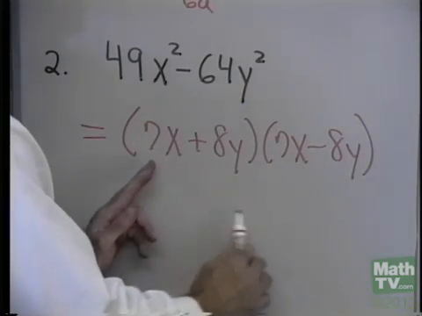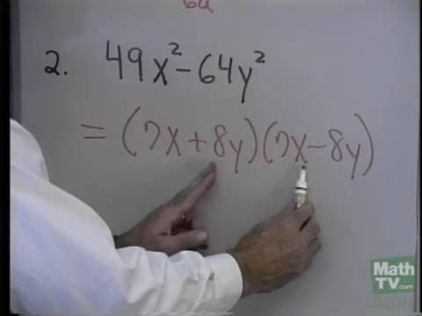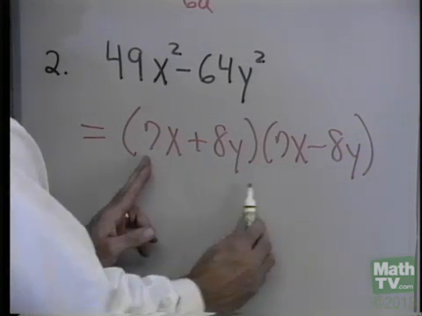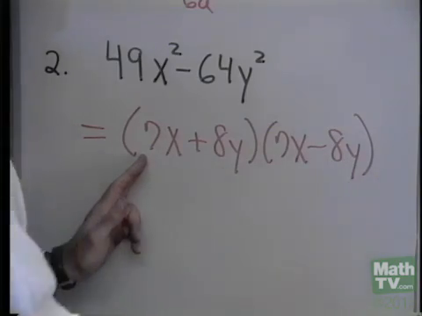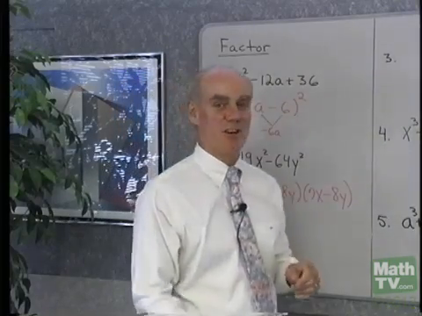You want to check and see that no middle term comes out. If I multiply here, 8 times 7 is 56. Out here, 7 times negative 8 is negative 56. That middle term in this multiplication right here would be 0, and that's why we have just the difference of two squares. Let's look at our next problem.